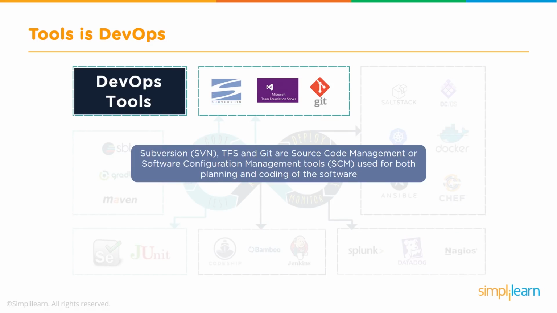And so some of the tools that you may have used in the past include Subversion, Team Foundation Service, and Git. These are all different types of version control software that you have out there.